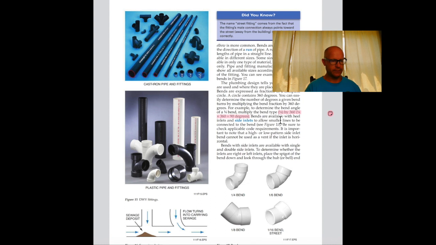The next note is to determine what your degrees of bend is. This is called a quarter bend. You probably already know we call this a 90, but how you figure that out is it's 1/4, that is a quarter, so 1/4 times 360 equals 90 degrees.